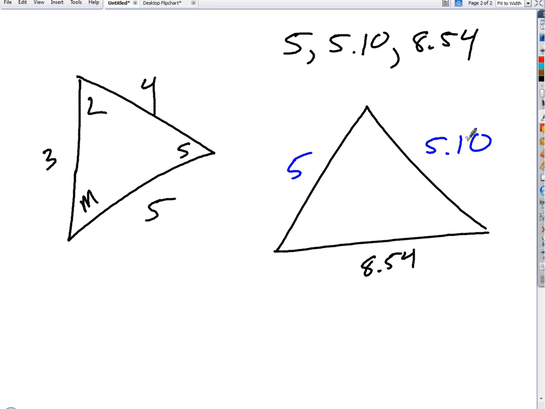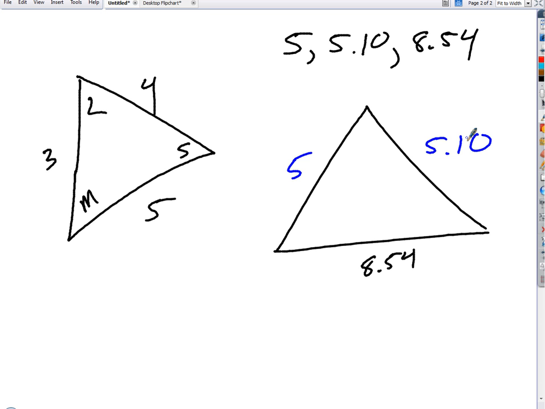Okay. What can you tell me about this triangle so far? What can you tell me about that triangle right now? It's not equal. Scaling, good. It's scaling because all three sides are different lengths, right? Okay, so we know it's scaling.